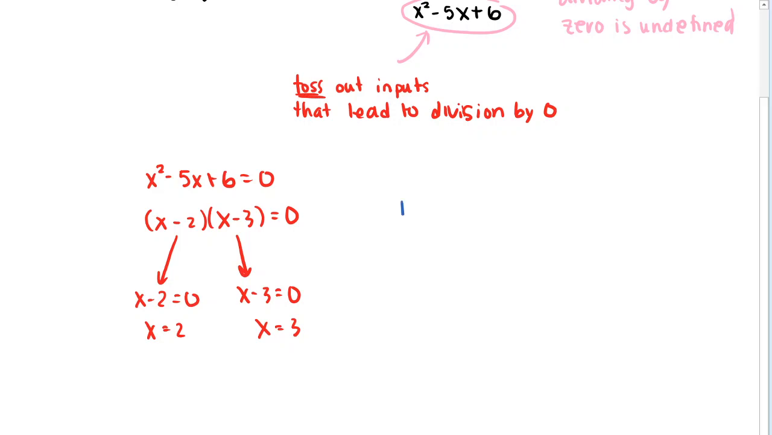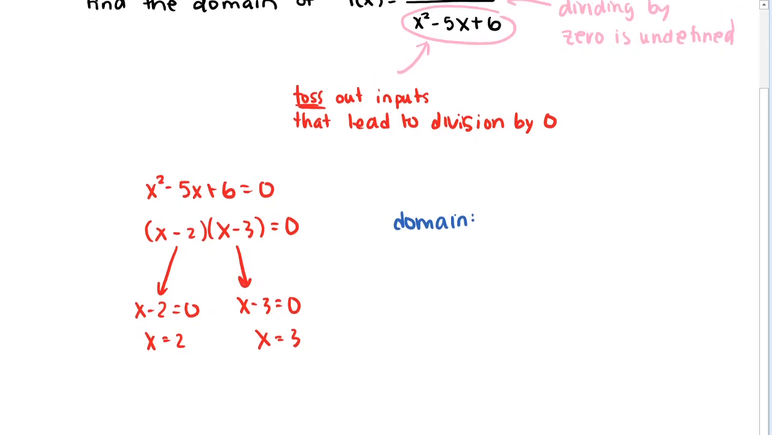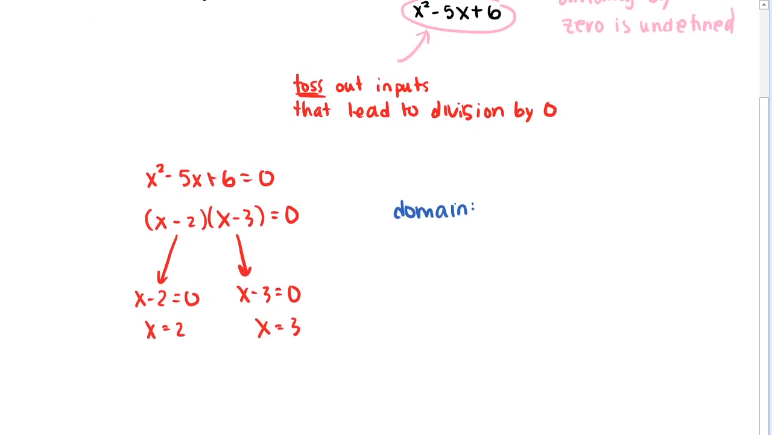So the domain for this function, well, almost everything works except for these values that lead to division by 0. So everything outside of x is equal to 2 and x is equal to 3, right? So here, negative infinity all the way up to 2 is perfectly fine, but not including 2. We're tossing 2 out. Union, everything between 2 and 3, that's fine. And everything after 3, that's also fine, but not 3 itself, right?